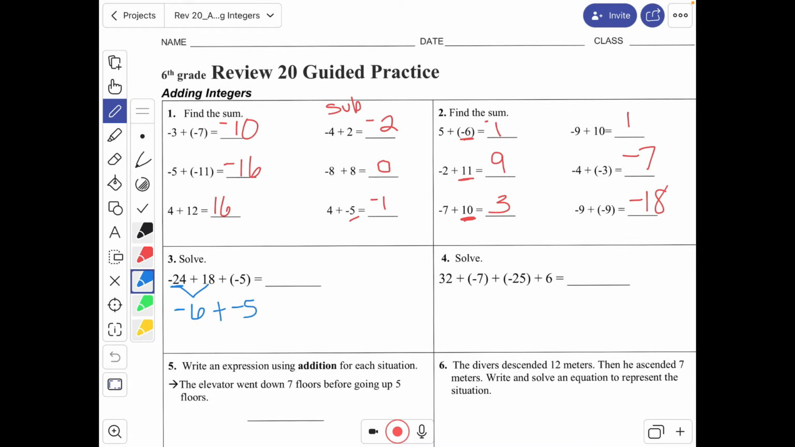Then we're going to do plus negative 5. So I have negative 6 plus negative 5. They both have the same sign, so we add. Negative 6 plus negative 5 makes 11, and since they're both negative, the answer is negative.